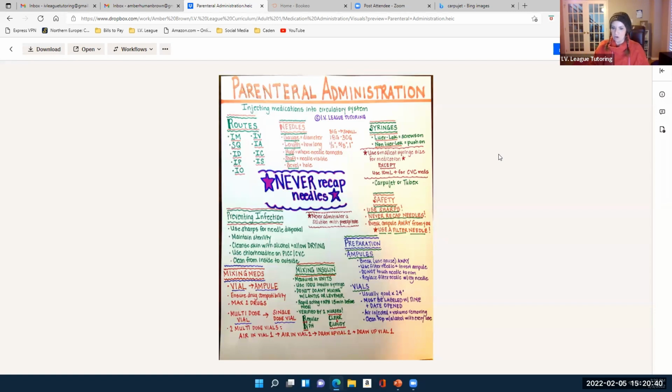The only way alcohol works is because it dries. If it does not dry on the skin, then it is not protecting your patient from any type of infection. You usually need between 10 to 30 seconds to allow the alcohol to dry. Are we clear? Yes.